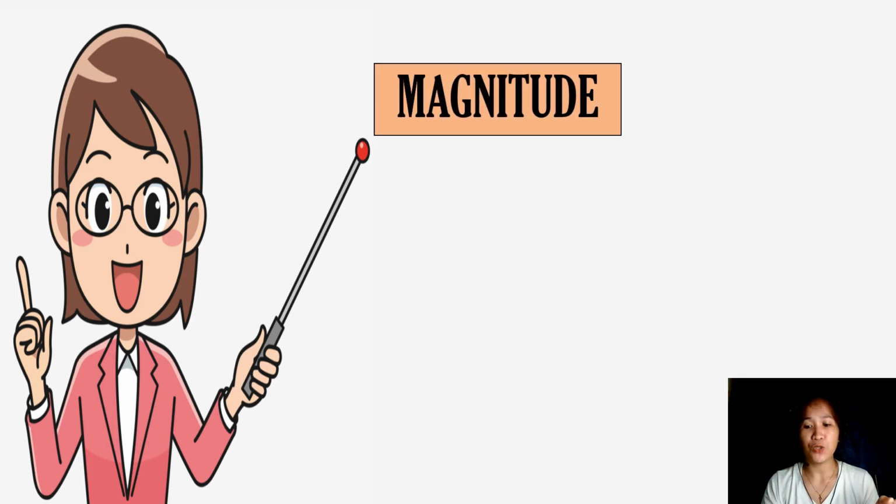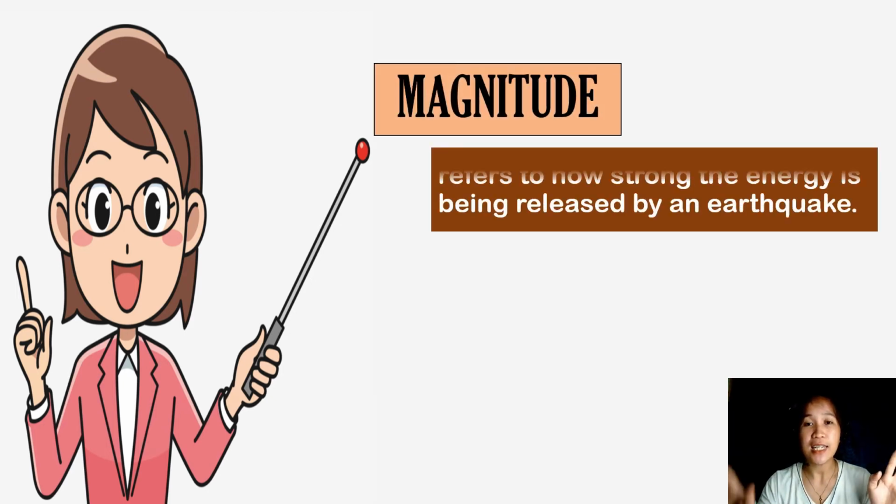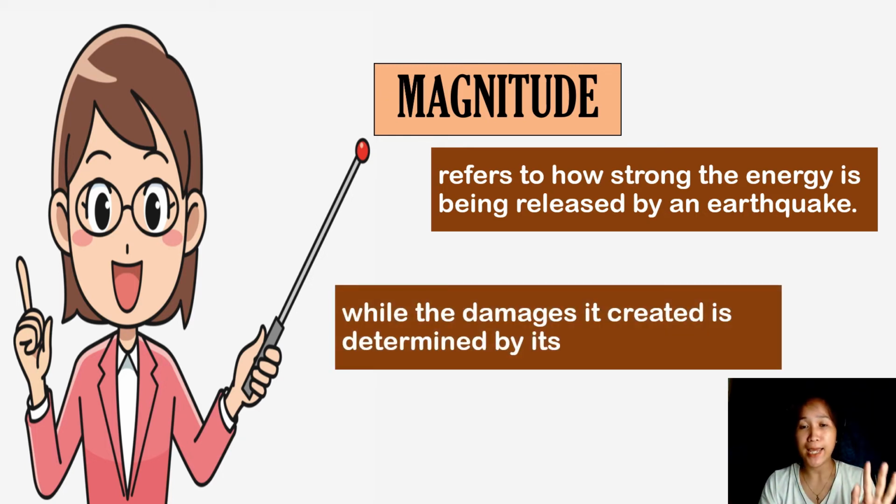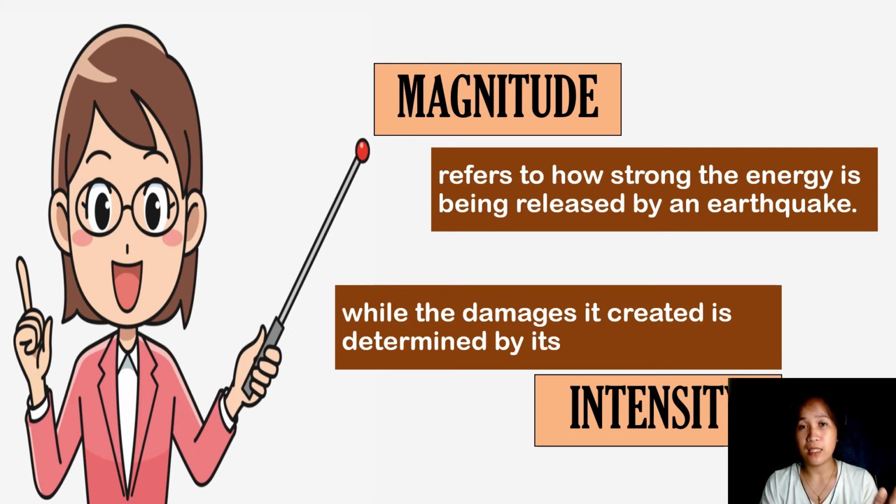So ano ba yung magnitude? Magnitude refers to how strong the energy is being released by an earthquake. And the damages it created is determined by its intensity. Okay, so for example, naramdaman mo talaga yung pagyanig at nakita mo talagang gumagalaw yung tubig sa baso, no? Yun ay tinatawag natin na magnitude. Kasi, how strong the energy is being released by an earthquake. So, nakita mo yung baso na gumagalaw.